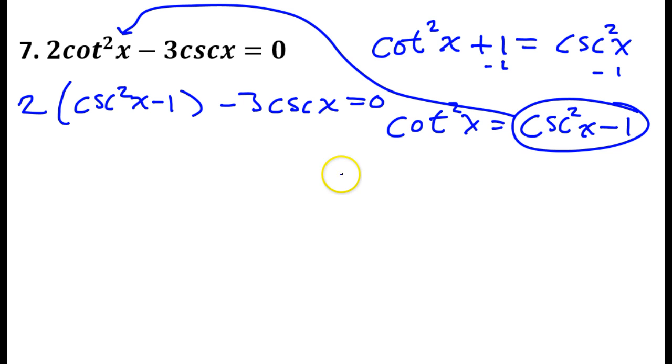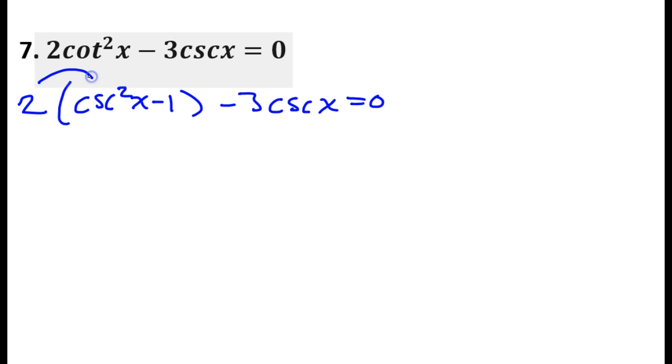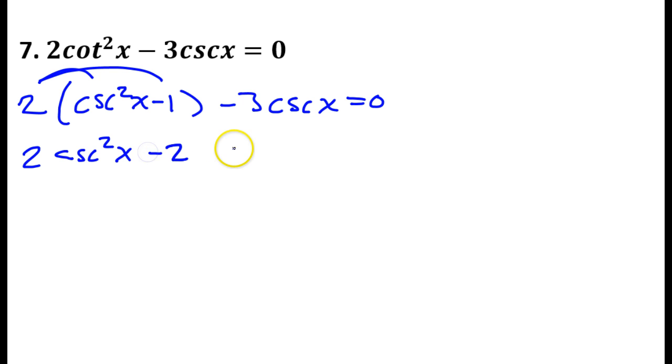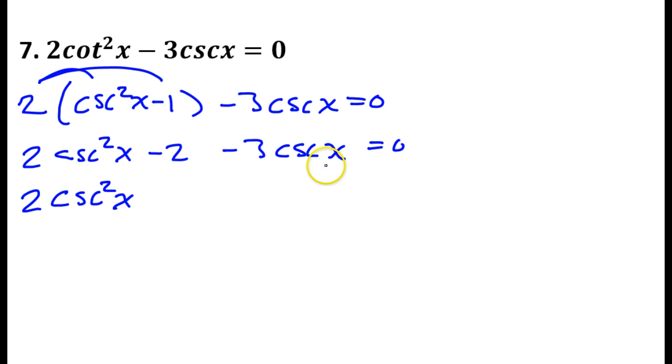Now I'm going to erase this because I might need the space. So we'll have to do the distributive property here. So that'll be 2 cosecant squared x minus 2 minus 3 cosecant x is equal to 0. Just rearranging this in descending degree order. So I have 2 cosecant squared x. And then I'm going to write this term next, minus 3 cosecant x. And then I'll put the constant last like you do. Minus 2 equals 0. So I just switch these around basically.